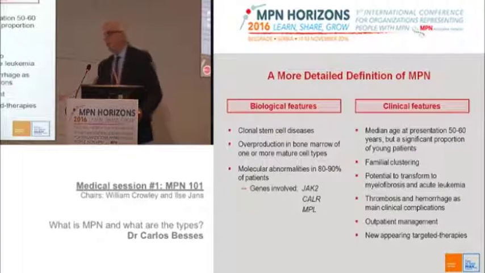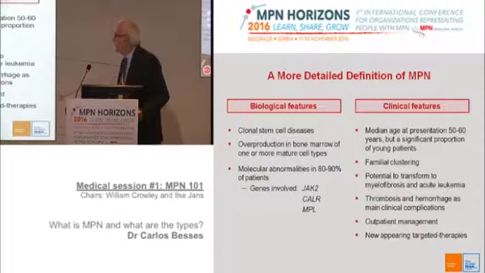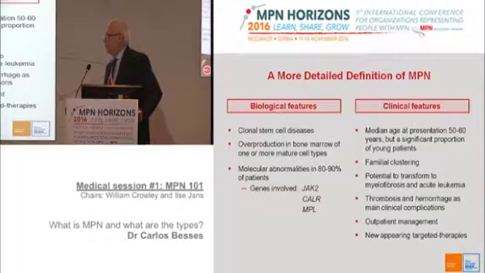So, a more detailed definition of an MPN. Biological features: as I have mentioned, they are clonal stem cell diseases. They are characterized by overproduction in bone marrow of one or more mature cell types. They present molecular abnormalities in 80-90% of patients, with the 3 main genes involved: JAK2, calreticulin, and MPL. These genes are called driver genes.